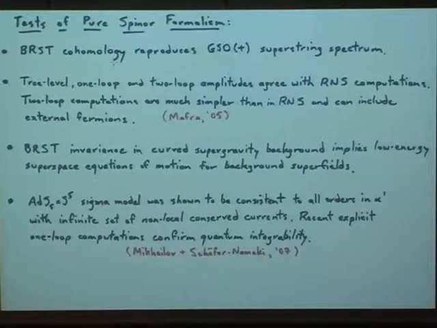Finally, one can discuss the background when it's AdS5 times S5, and this was shown using cohomology arguments to be consistent to all orders in alpha prime, and in fact to have an infinite set of non-local conserved currents to all orders in alpha prime, although the explicit form was not worked out. It was just based on indirect cohomology arguments. Recently, more explicit one-loop computations of these conserved currents were done by Mikhailov and Schafer-Nameki.